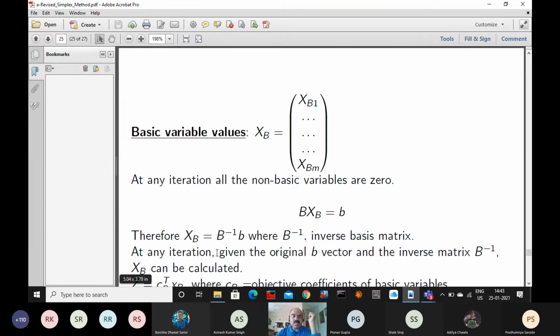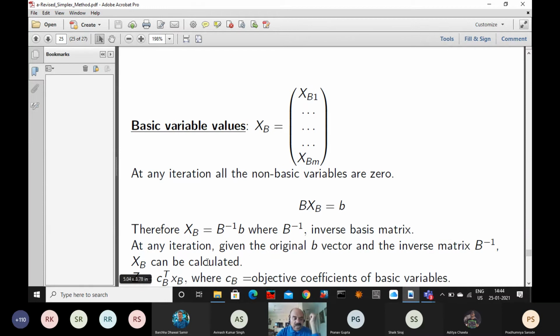If it is solvable, then xB equals capital B inverse into small b, where B inverse is the inverse of the basis matrix. B stands for the basis matrix and inverse stands for the inverse of the basis matrix. At any iteration, given the original vector b and the inverse matrix B inverse, we can calculate and find xB. What is xB? xB equals capital B inverse into small b.